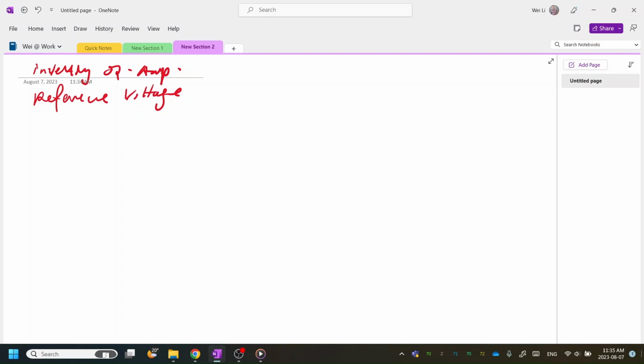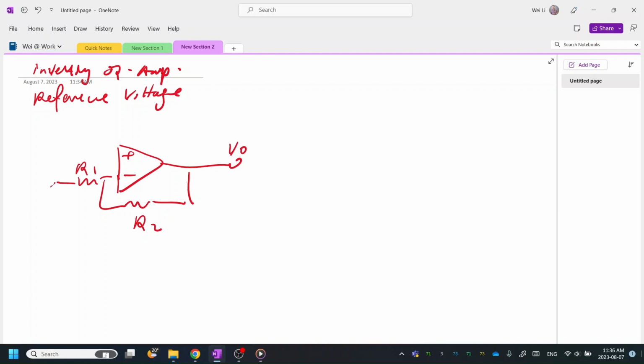Inverting op-amp circuitry, basic inverting op-amp circuitry, and in particular the op-amp circuitry with the reference voltage. We could draw a simple op-amp circuitry. Okay, we have R2, R1, V out, V in, and here is the non-inverting input. Remember, every time you draw this circuitry, you infer there's a ground level somewhere.